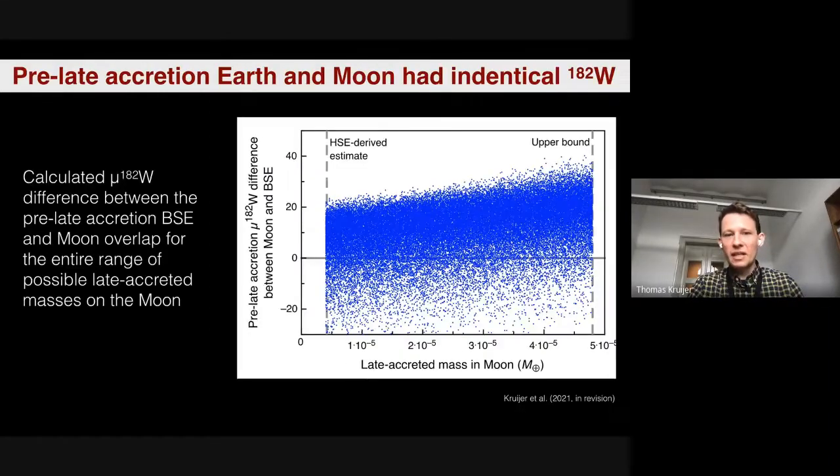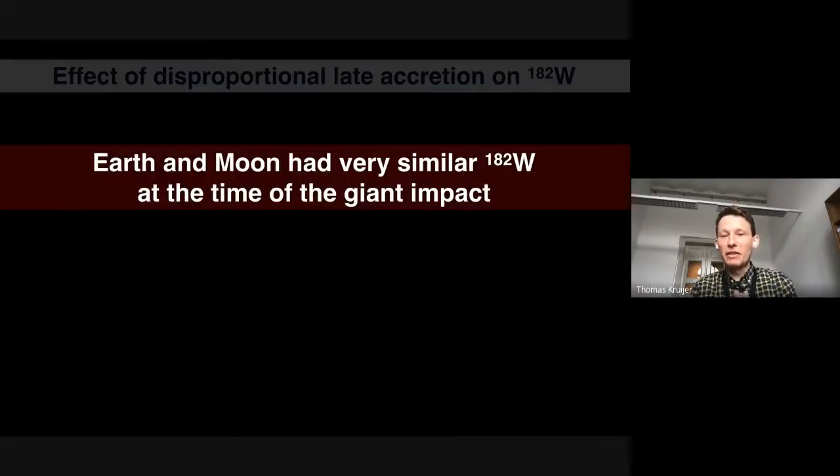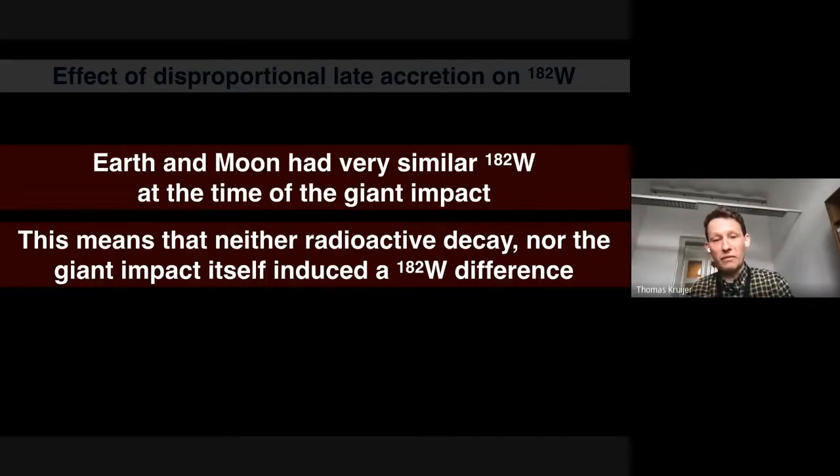This then also means that the Earth and the Moon had very similar 182 tungsten at the time of the giant impact, and that neither radioactive decay nor the giant impact itself induced the tungsten isotope difference. To the very least, we can say, because this pre-late accretion composition of the Earth is relatively uncertain, there is no resolvable difference remaining once these effects are taken into account. You simply cannot prove that there would either be a radiogenic difference or a difference resulting from the giant impact.